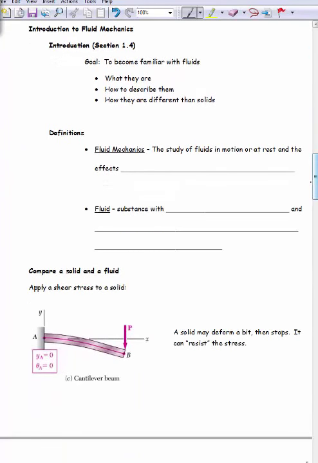Okay, so just like every other class, we've got to start with a few definitions, a little bit of introductory material, not nearly as much as we did in thermo, but we still have to do a little bit of this. So first of all, definition of fluid mechanics. Like we said before, it's not only the study of fluids in motion or at rest, but also the effects that those fluids have on other objects.